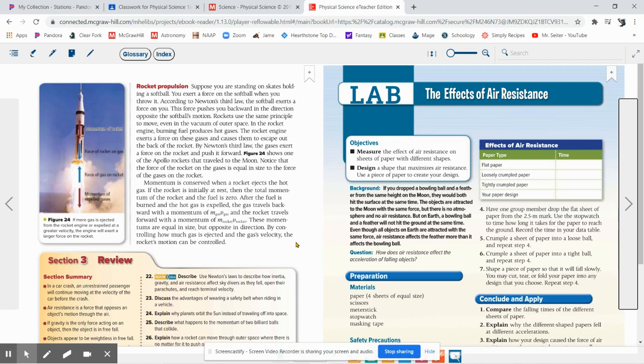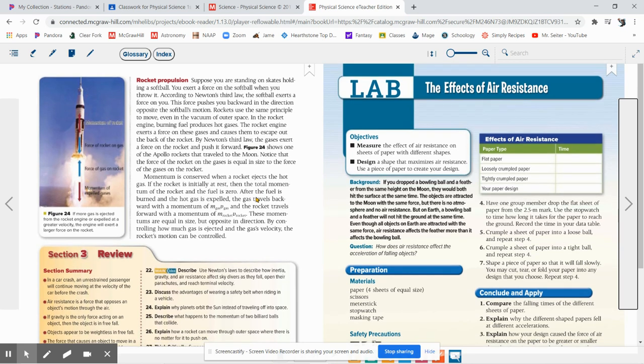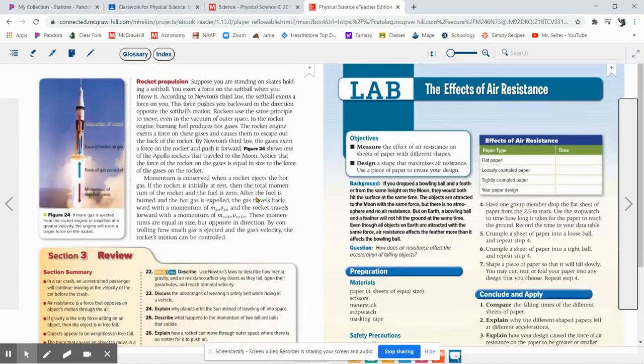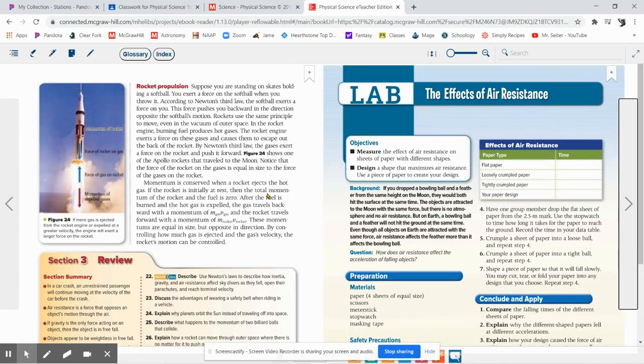Rocket propulsion, we talked a little bit about this in the last chapter. For every force, there's an equal and opposite force. As the gas escapes out the back, it propels the rocket forward. Okay, that's basically all there is to that. For every action, there's an equal and opposite reaction. For every force, there's an equal and opposite force.